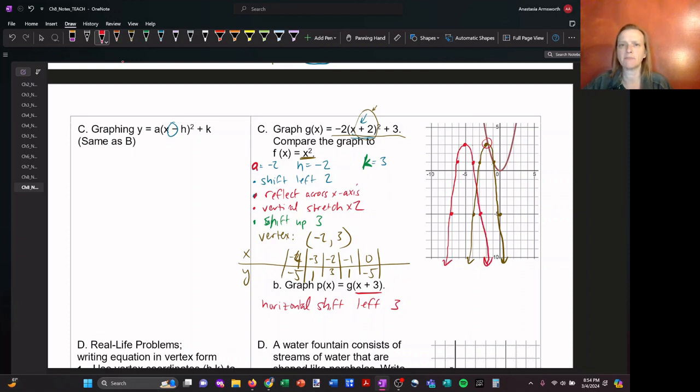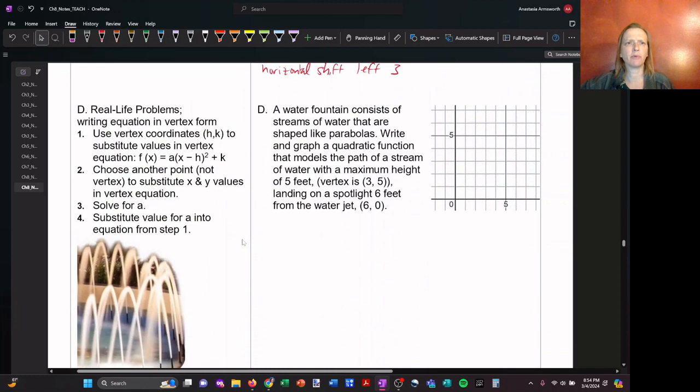Okay. And that's my graph of P of x, whereas my graph of G of x is written in brown here. So you can transform a basic function or you can transform a complicated function. The process is the same. So let's look at a real life example here.